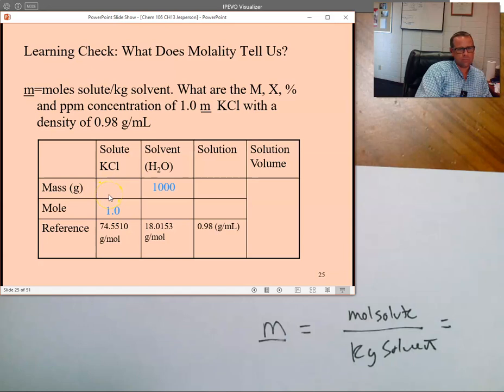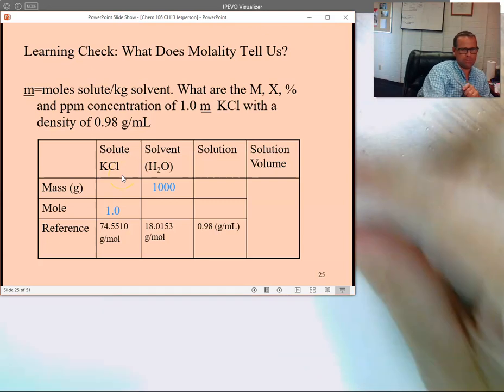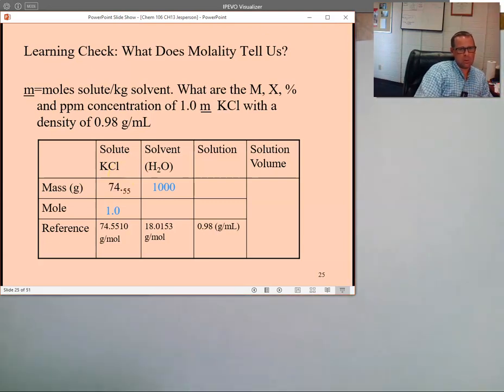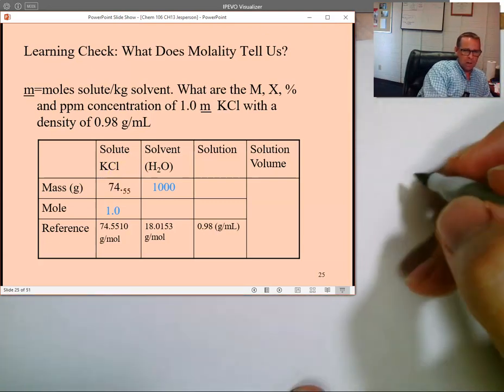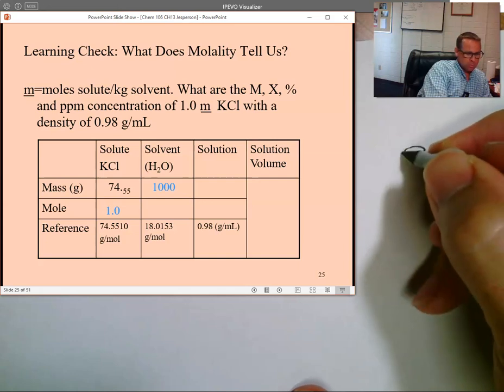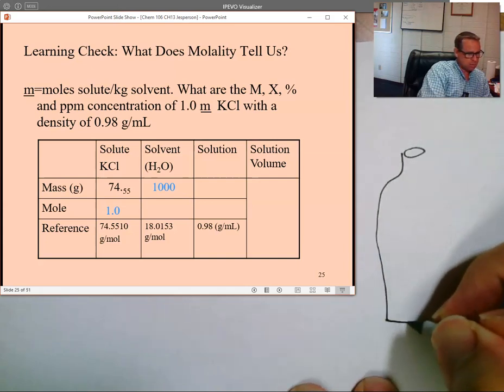I was thinking because we know that it is 1 mole of KCl, then we would know the mass. So what is the mass of KCl in this situation? 74.5510. Very good.